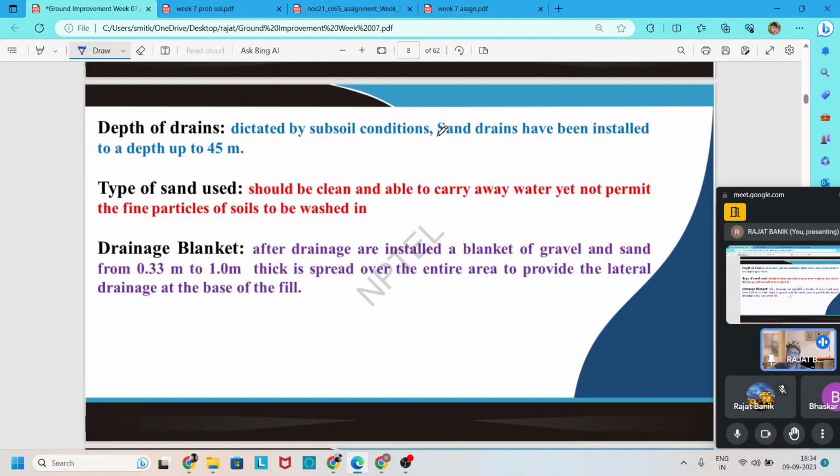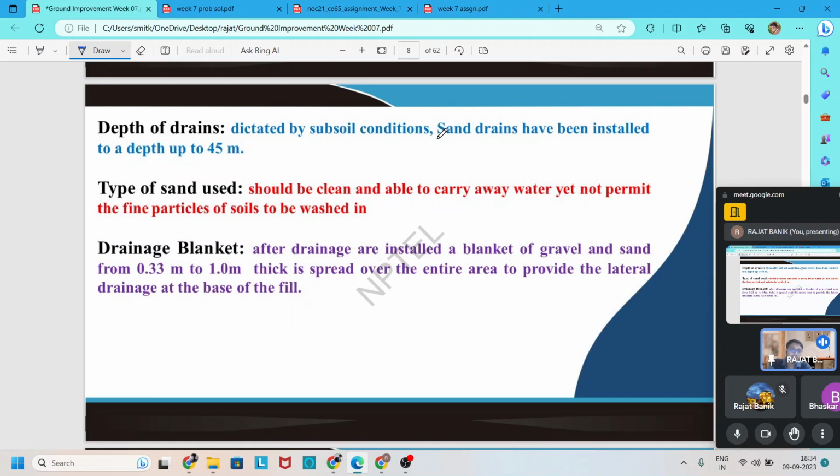Coming to the next point, which is regarding the depth of the drains. The depth of the drains should depend on the type of the soil or subsoil. We can say that it depends on the depth of our compressible layer, or up to what depth we need to address this compressible layer. If it is 10 meters, then our drainage depth is also 10 meters.